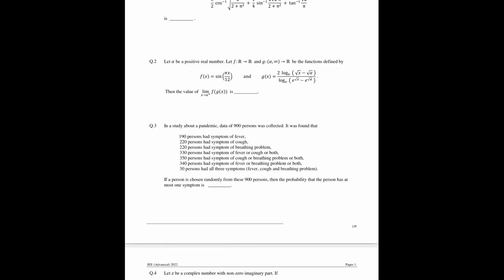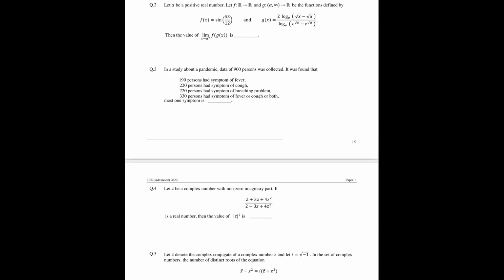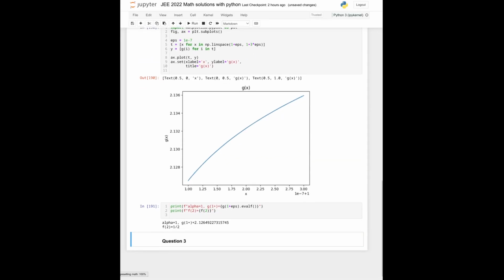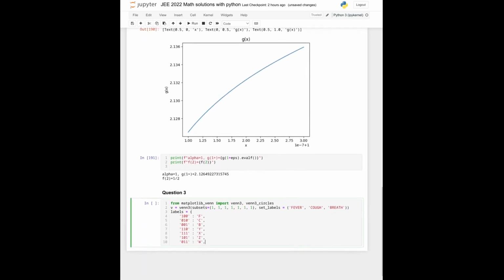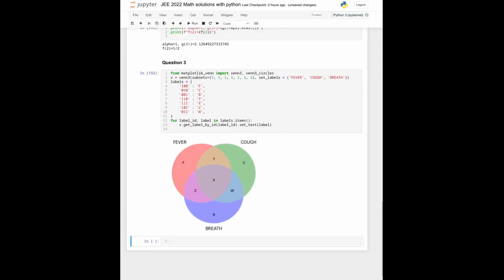Now question 3. This is a set question, and thankfully we have imported a library for visualizing sets. Okay, pandemic data of 900 persons. Let's just visualize the sets in a Venn diagram. What does the question ask us for? Is it the common regions?